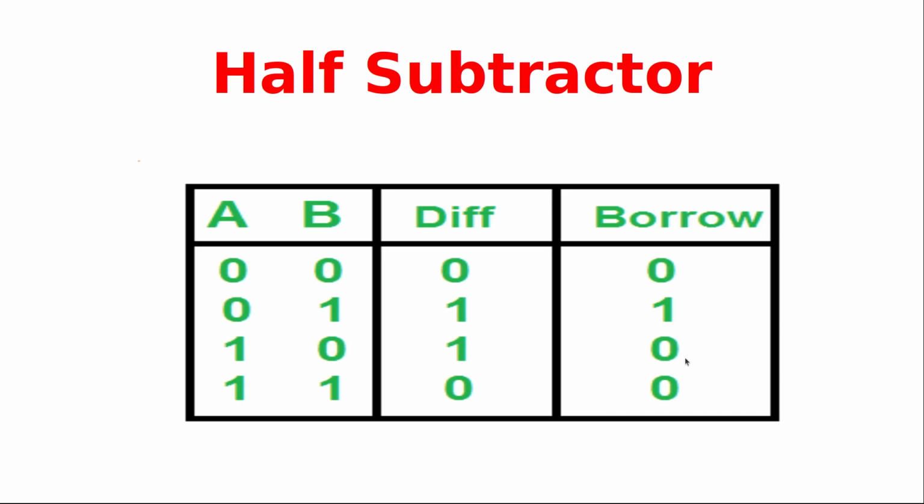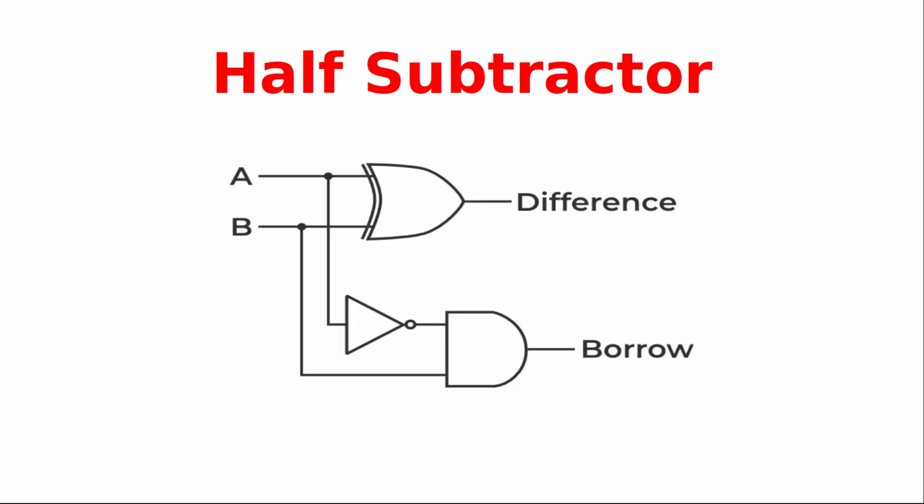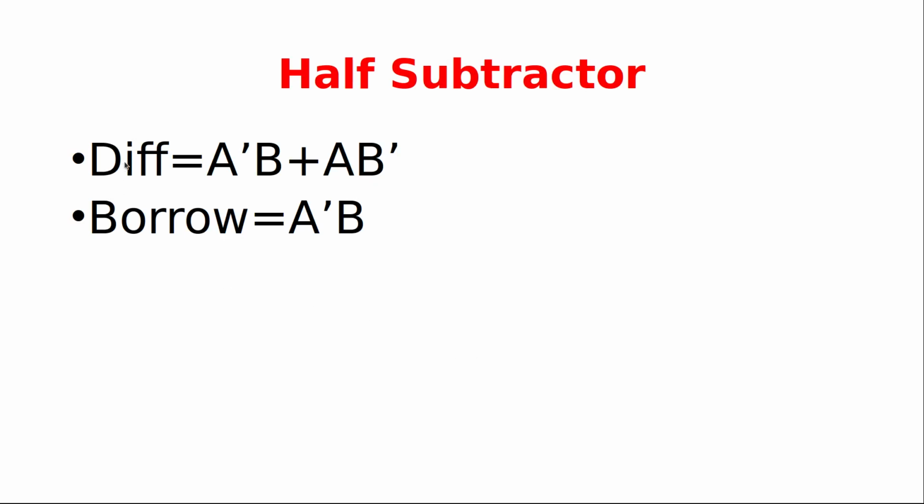For the borrow, we take the AND gate. One input of the AND gate is complemented, then we get the result as a borrow. When we use 0 1 as input, we get the result as 1. Okay, this is the half subtractor circuit. There are two gates, one is an XOR gate and another is an AND gate. The AND gate input is complemented, that means we use the NOT gate, then we get the borrow. Okay, can you understand? Here the difference formula is A bar B plus A B bar. Borrow is A bar B.